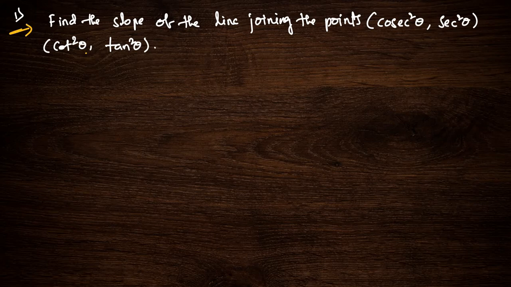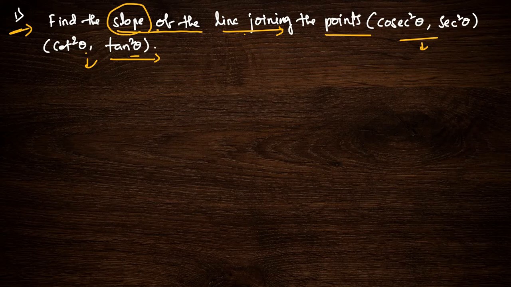The first question is: find the slope of the line joining the points (cosecant square theta, secant square theta) and the next point (cot square theta, tan square theta). These two points are given, and the question is asking us to find the slope of the line joining the points. Now the solution.